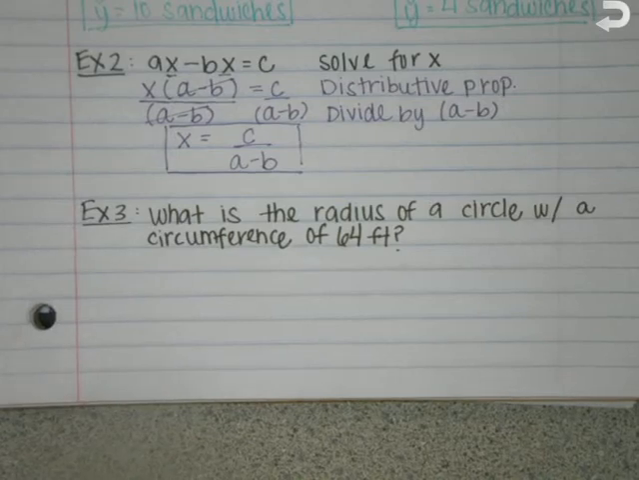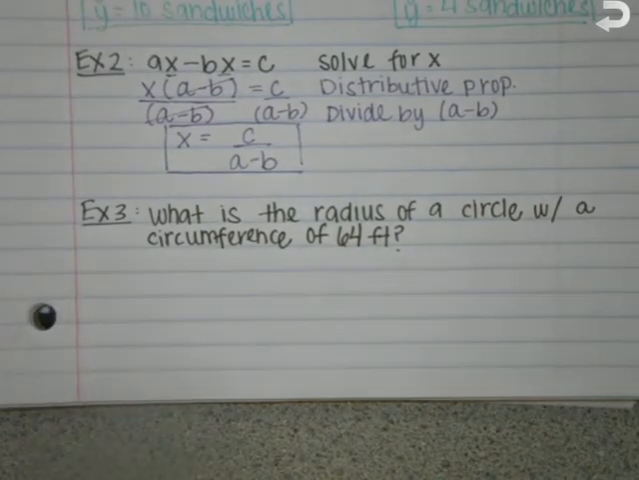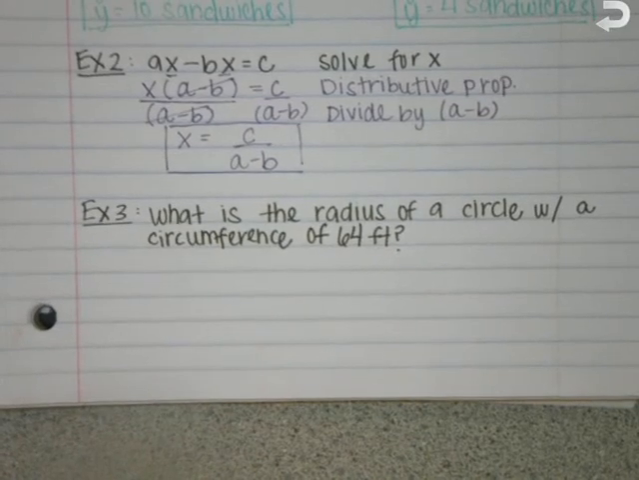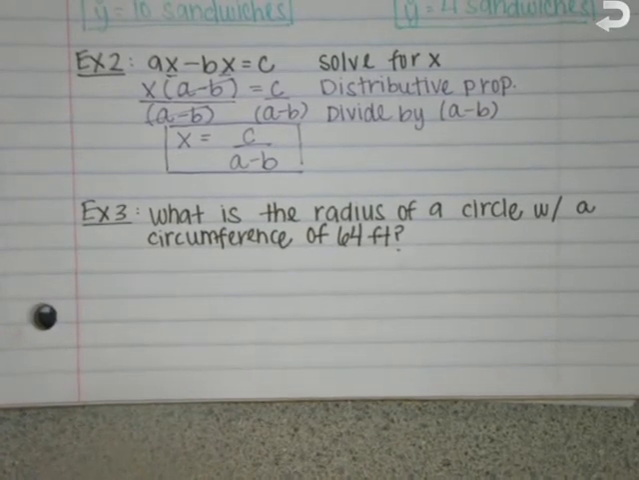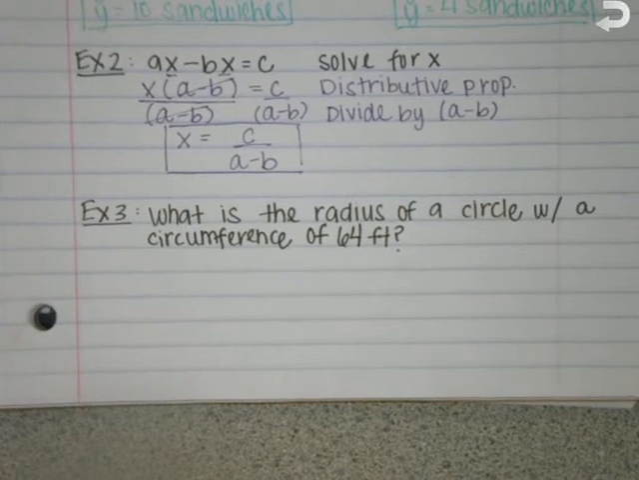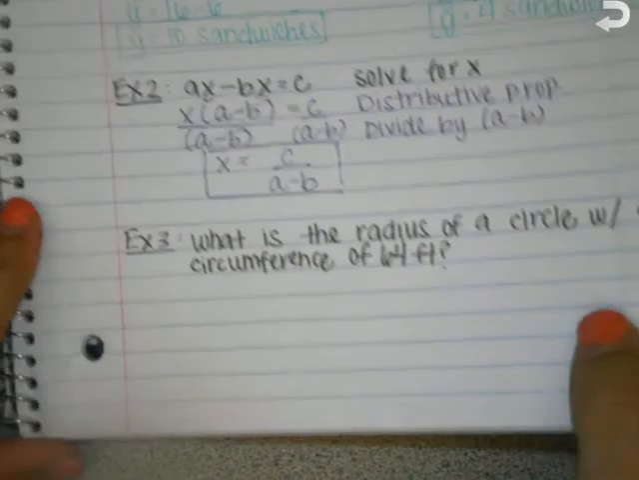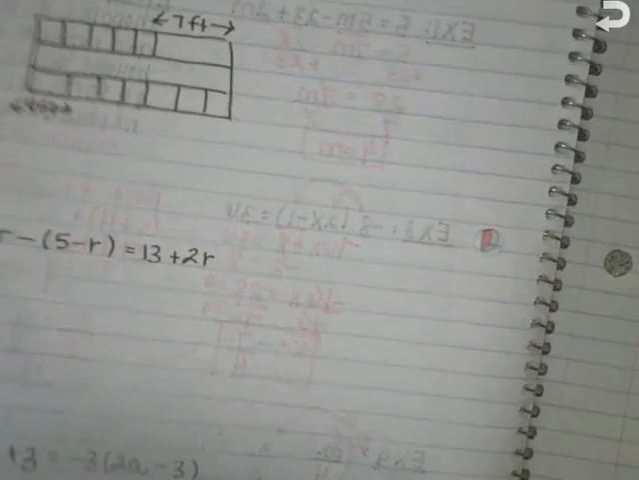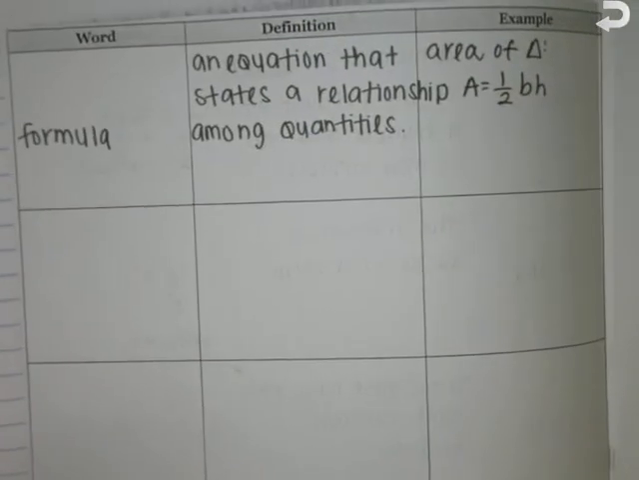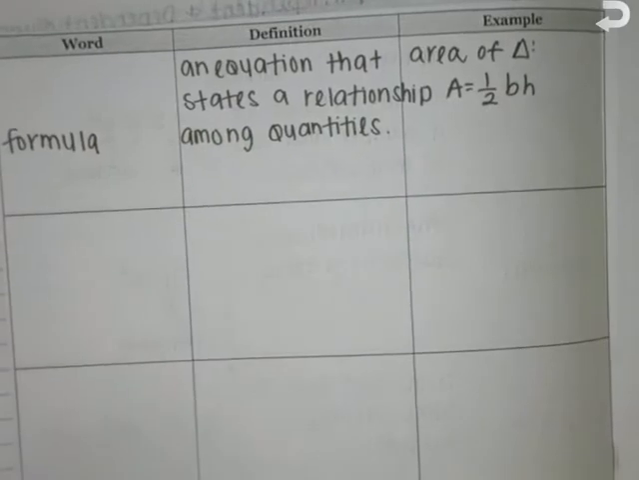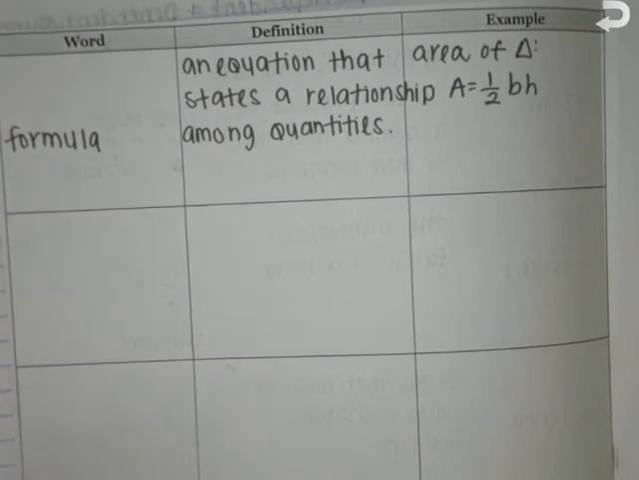Okay, so example 3. What is the radius of a circle with a circumference of 64 feet? For this problem, there is a formula that we can use, right? Okay, so let's add the word formula to our vocabulary first, and then we'll figure out what the formula is. Okay, so in your vocabulary page, add the word formula. It is an equation that states a relationship among quantities. And then I gave the example formula for area of a triangle. Area equals half times base times height.